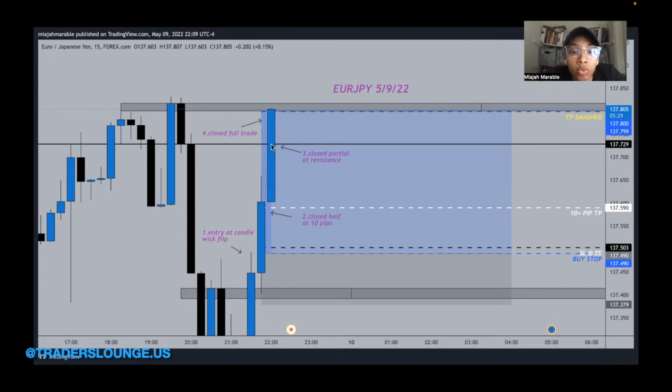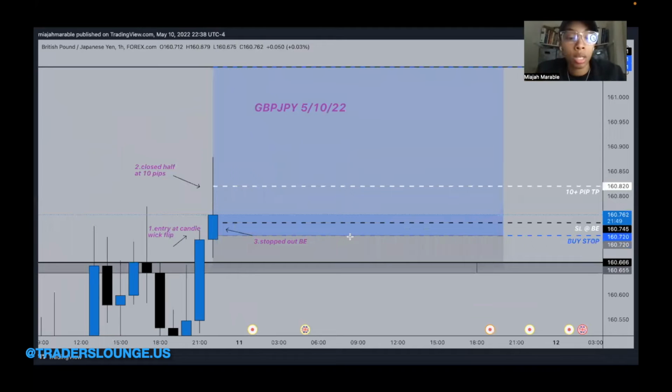Then price came to this resistance and I closed more of the trade. I'll close partial at resistance right here, and then I close the full trade at TP right there. I'm going to go through these pretty quickly because, like I said, it's the same thing, just repetitive, because that's what being consistent is.